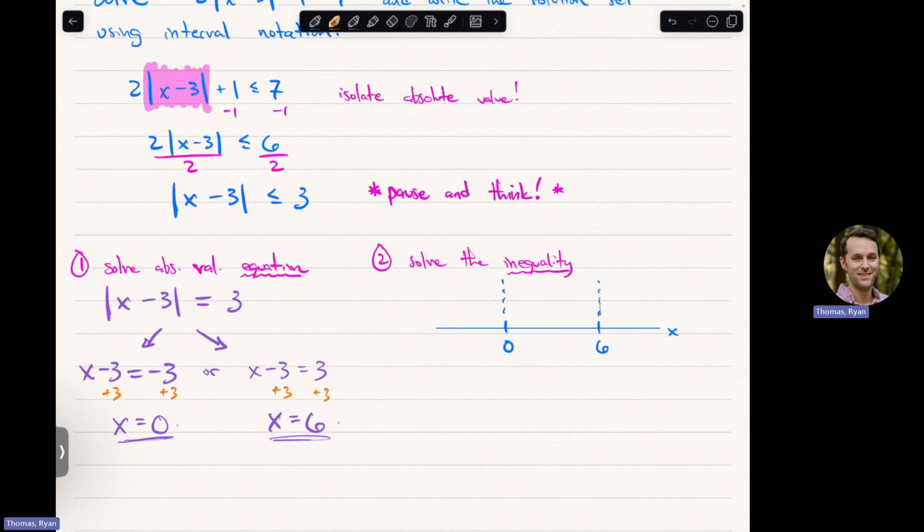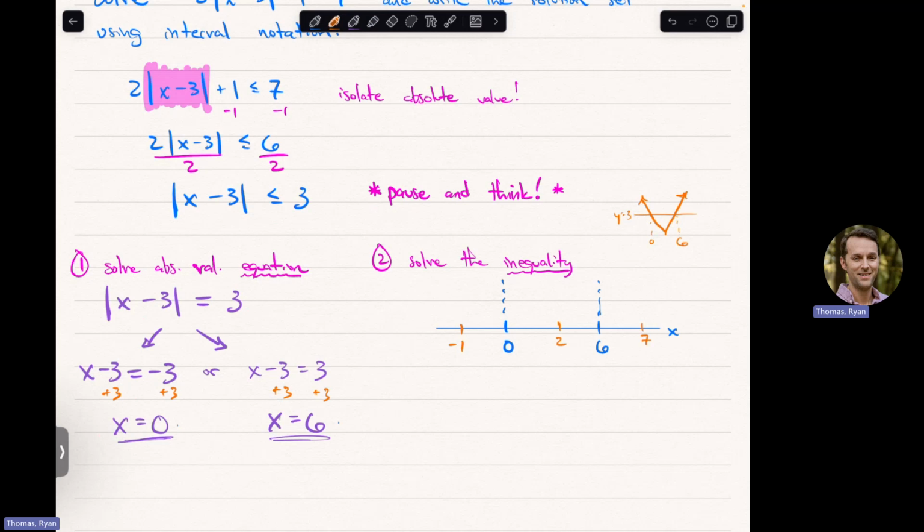I could think about it graphically. So the graph of this absolute value thing looks something like that. What we've just figured out is that it crosses through the height 3 at 0 and at 6. And then what we're looking for is where the absolute value is less than 3. Well, here it's sitting above, so it's greater than. Here it's sitting above, so it's greater than. So that would be this middle chunk.